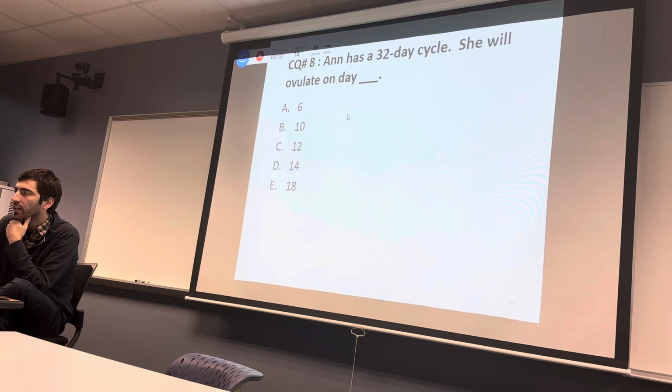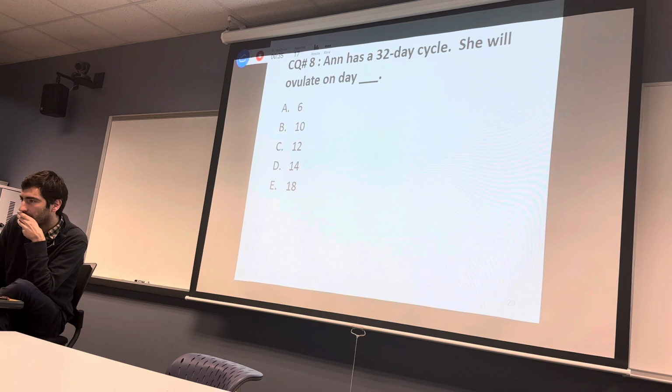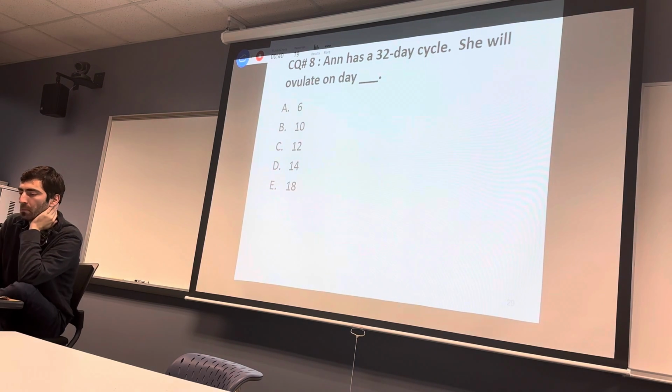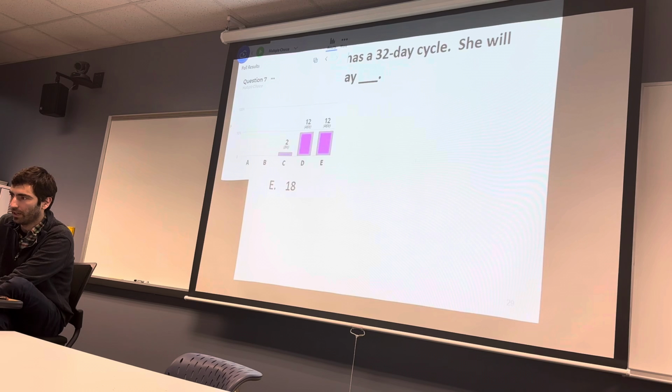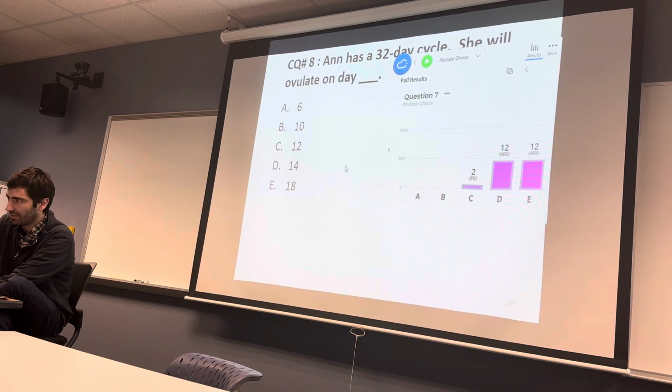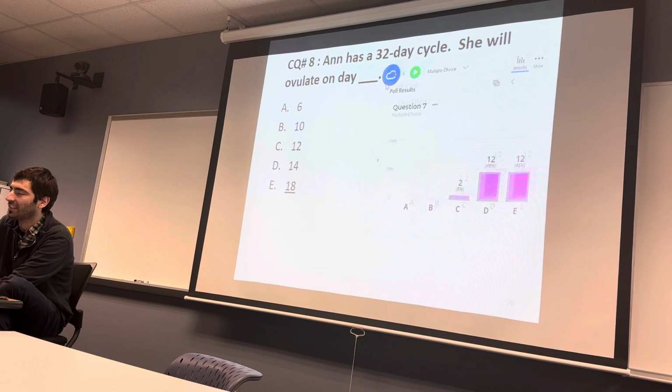Anne has a 32-day cycle. She will ovulate on day 6, 10, 12, 14, or 18. Alright, 10 seconds to finalize your answers. Let's see if we've got this down. Alright, getting there. And I can see why people put 14, but the right answer is 18 here.